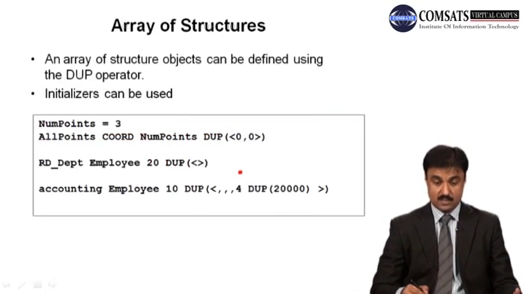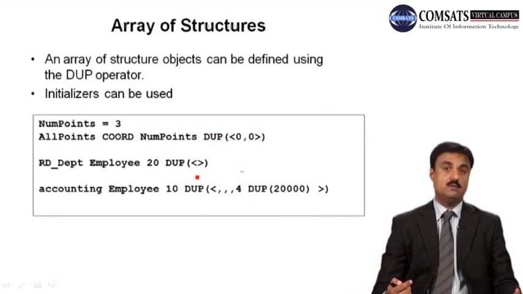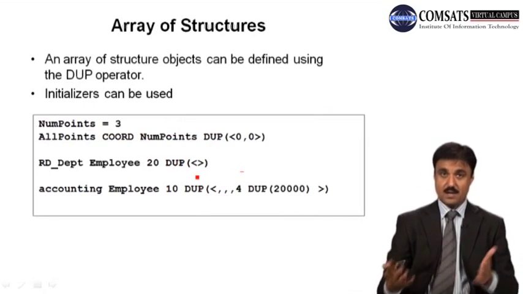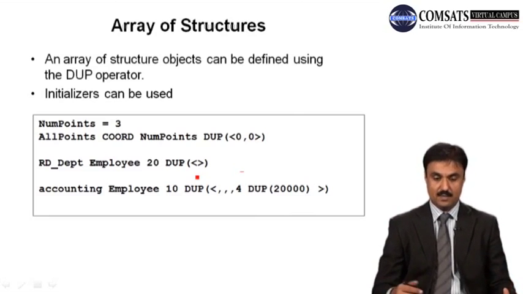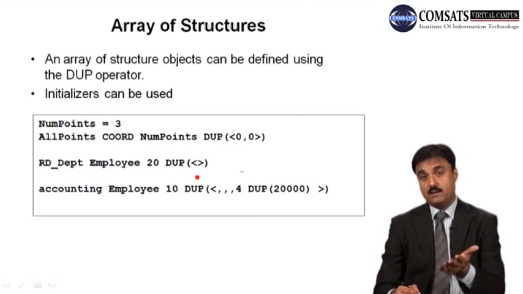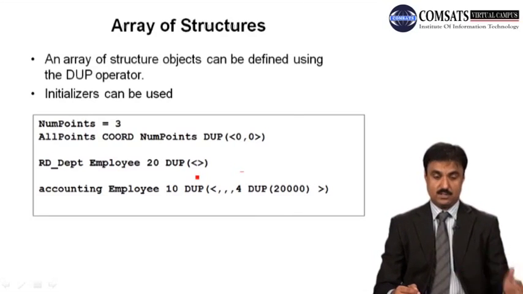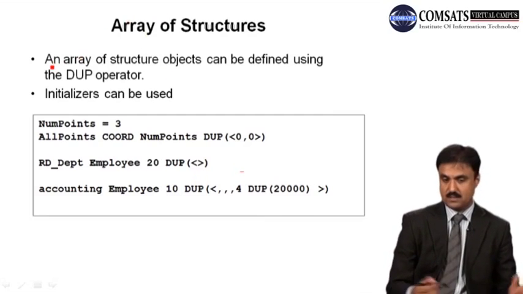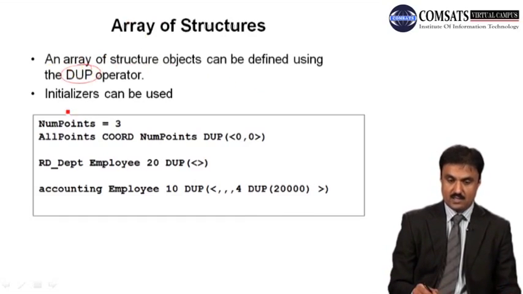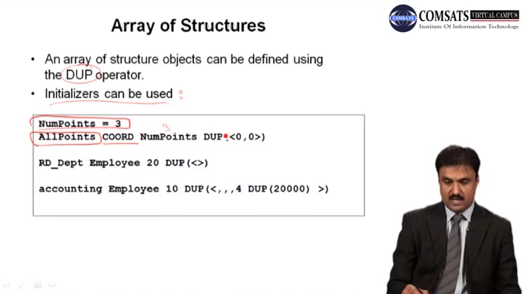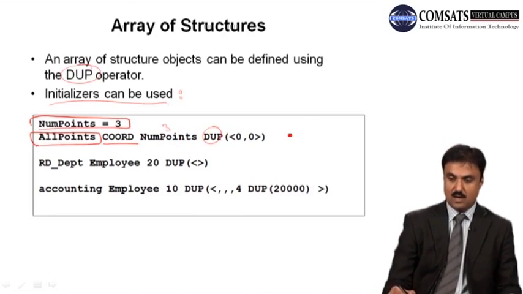Here, the array of structures. Previously you saw how we can initialize arrays used as fields or elements. Here we can see how you can declare or define arrays of structures. An array of structure objects can be defined using the duplicate operator. An initializer can be used here. So the number of points is equal to 3. All points is a variable of type coordinate. 3 times we duplicate, so there are 3 members of this all points.